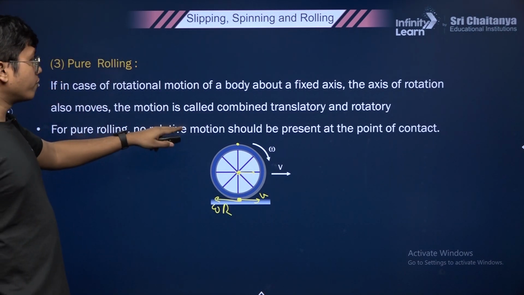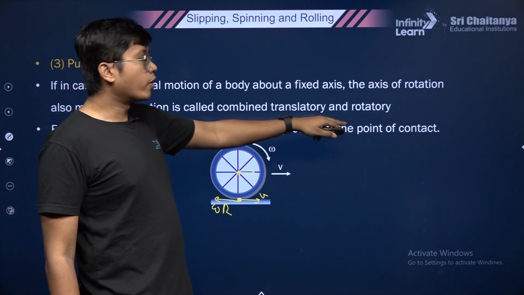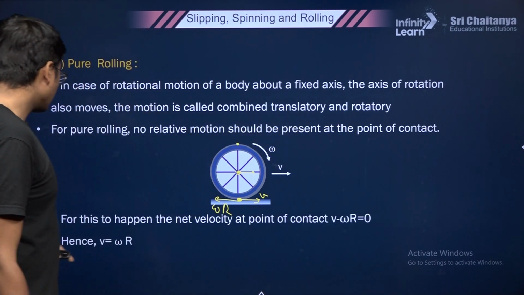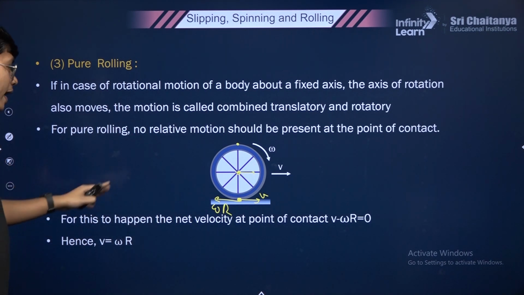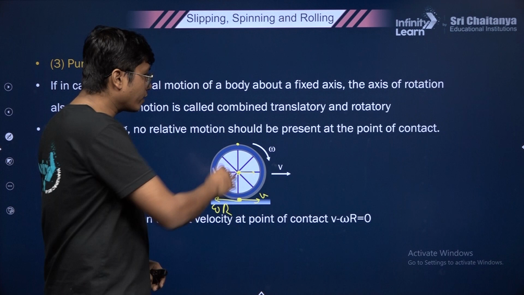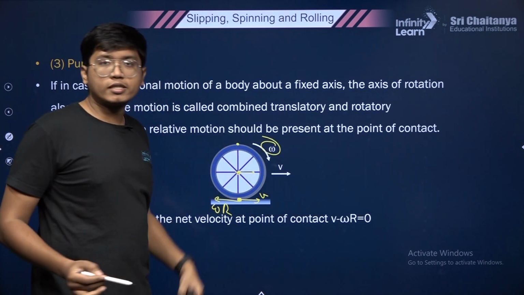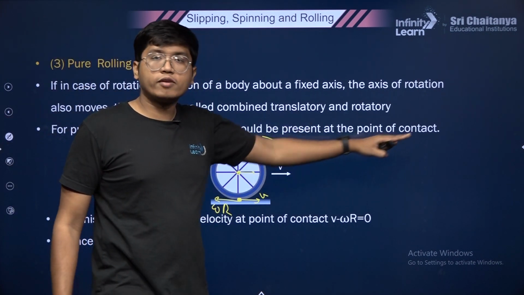Okay, so there is no relative motion at the point of contact. For this to happen, the net velocity at the point of contact, v minus omega r, has to be 0, hence v has to be omega r. In pure rolling, if you get the angular velocity, you can find the velocity with which it's moving forward.